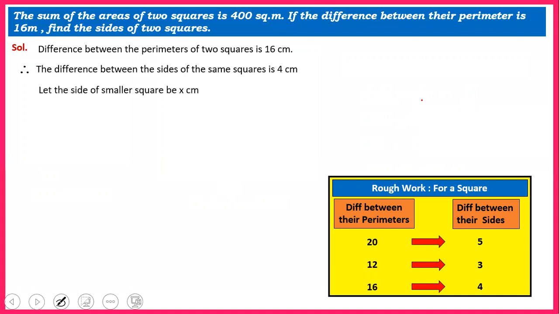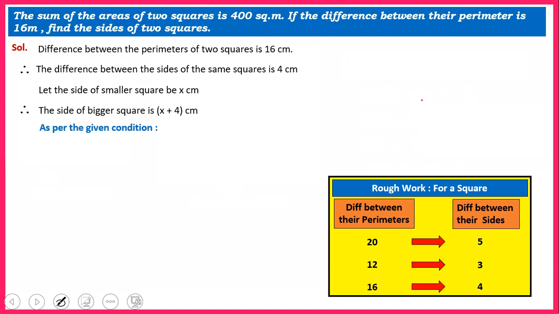Then we'll assume, let the side of the smaller square be x. Now, since the difference is 4, if the smaller square has side as x centimeter, the bigger square will be greater by 4 centimeter. It will be x plus 4. Or you can say the bigger square is x and the smaller square is x minus 4. So rather than referring to the previous slide, I will refer to these 4 statements. It becomes easier. Now I'll go for the condition.